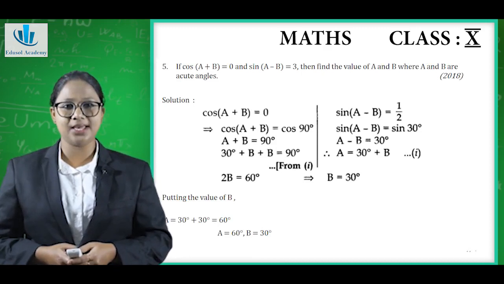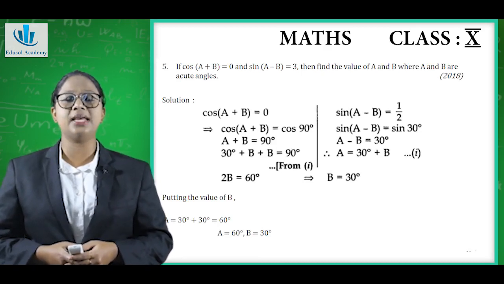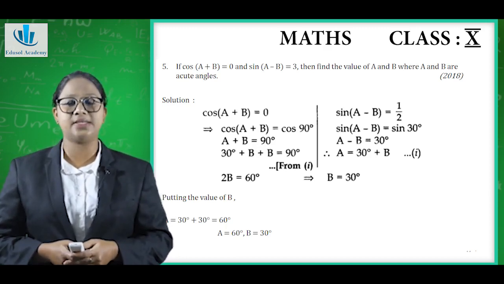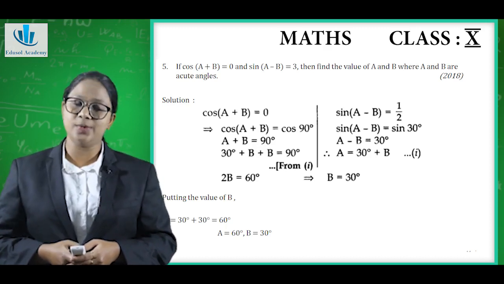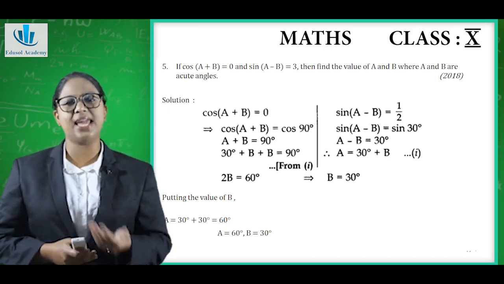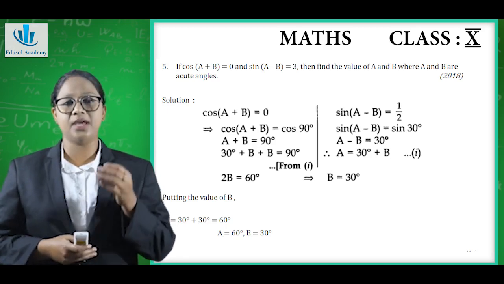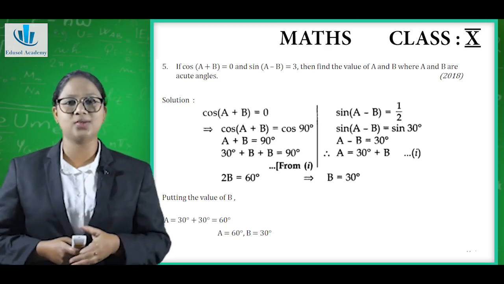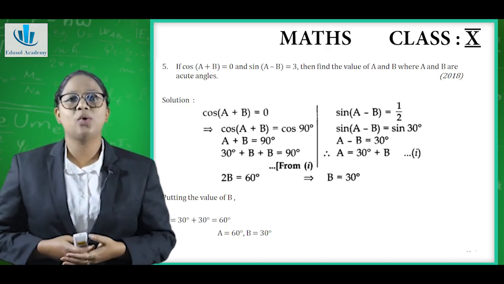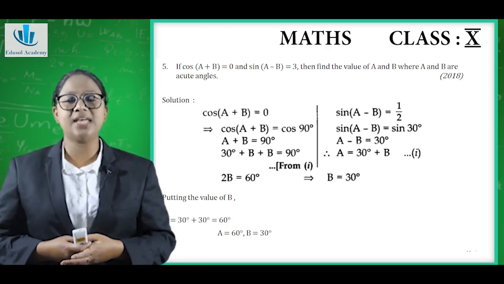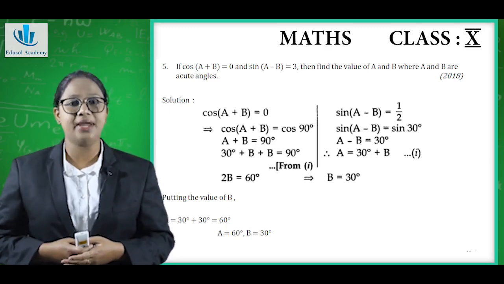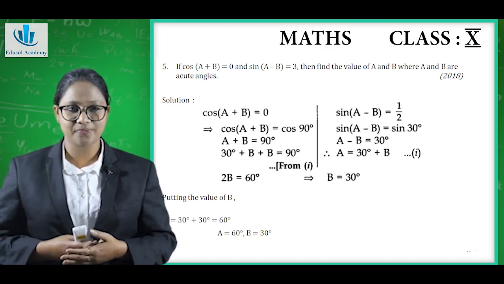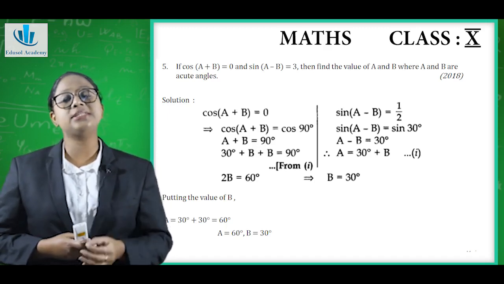If cos A plus B is equal to 0 and sine A minus B is equal to 1 by 2, then find the value of A and B, where A and B are acute angles. Now the condition that A and B are acute angles is only to make sure that the values that we get are lower than 90, that's it. So we don't have to use that condition. So the two equations are given. Cos A plus B is equal to 0 and sine A minus B is equal to 1 by 2. Now cos of which angle is 0? We have to check that, and cos 90 is equal to 0.